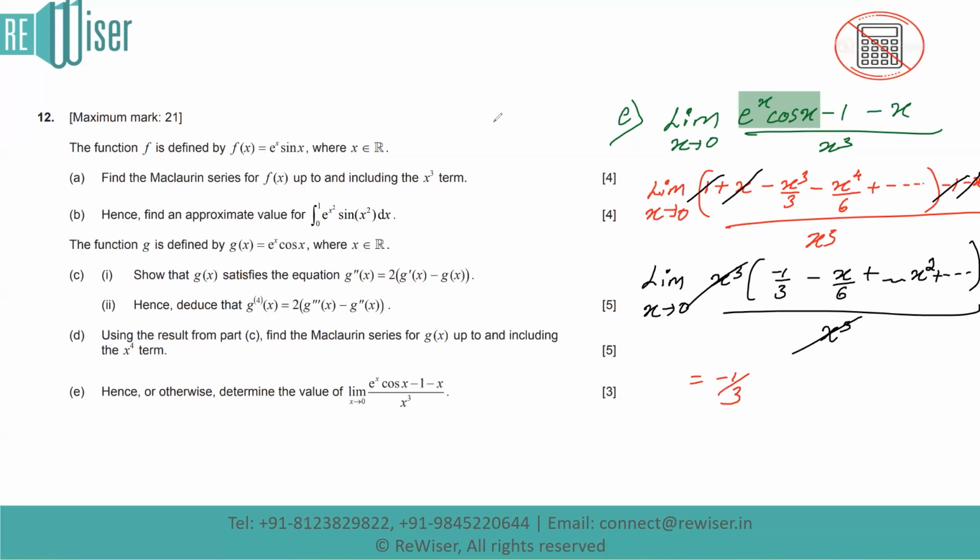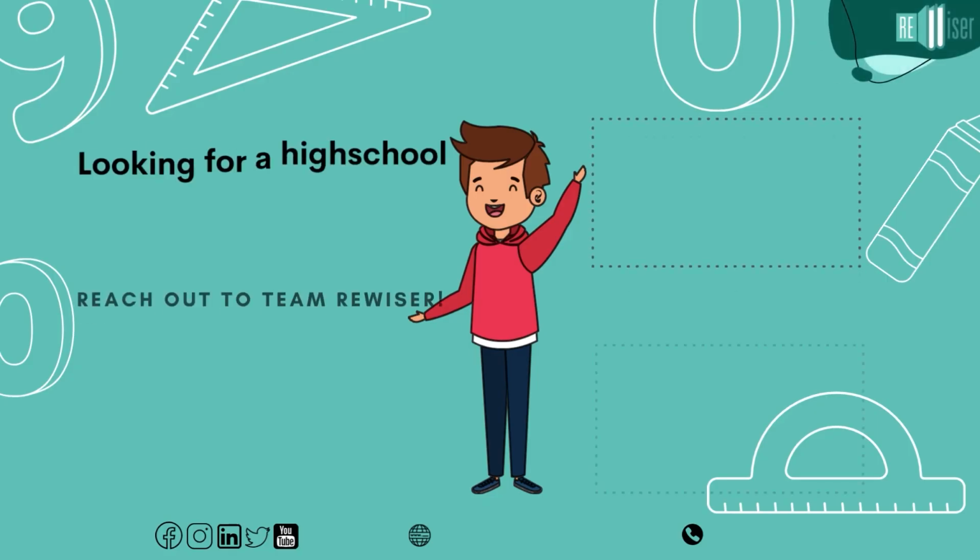And here the marks distribution goes something like this. 1 mark is for using the substitution from part B. The second mark is for factoring out x cubed and cancelling it. And the third mark is for the final answer. So that's how the 3 marks are distributed for this sum.